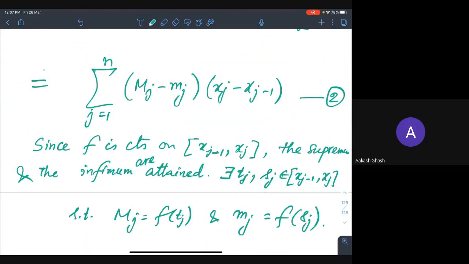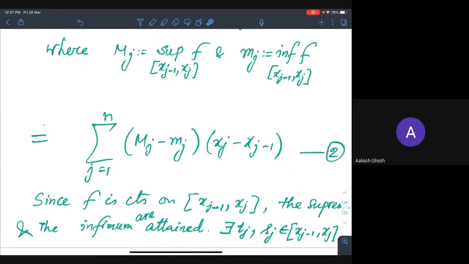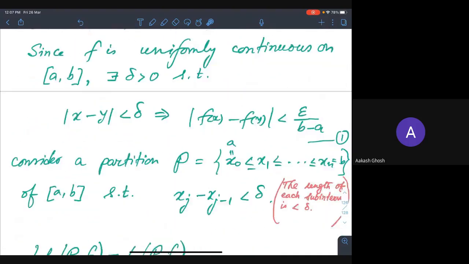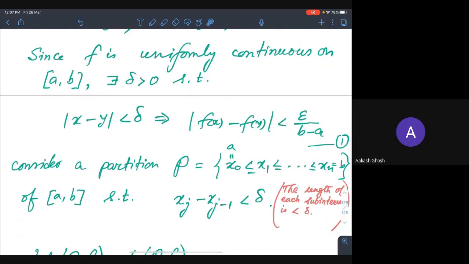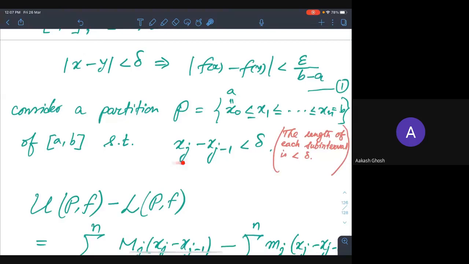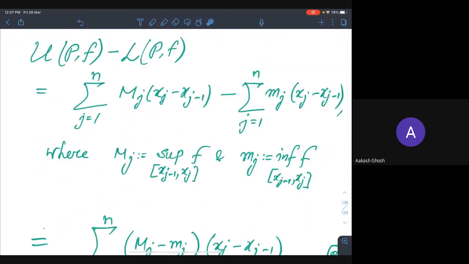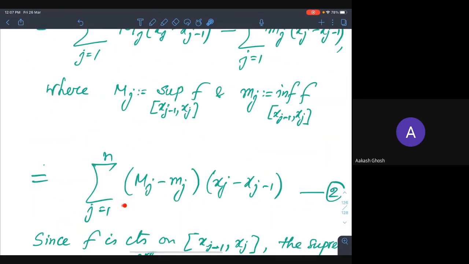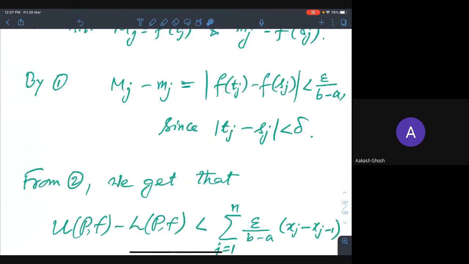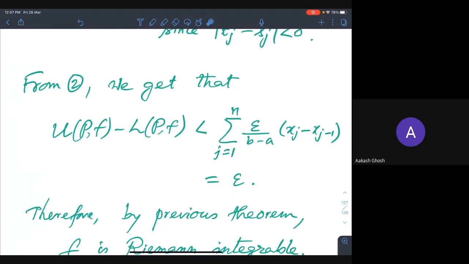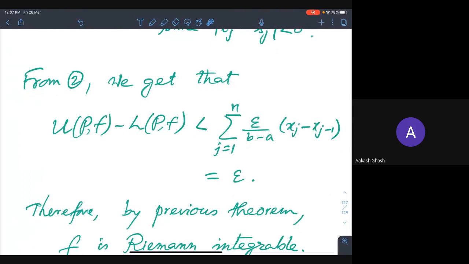Yeah, is this fine? The proof? So what we use is basically this one: making the partition so small, and then upper sum minus lower sum has this term which will be less than epsilon by (b minus a). Yeah, so is this fine?